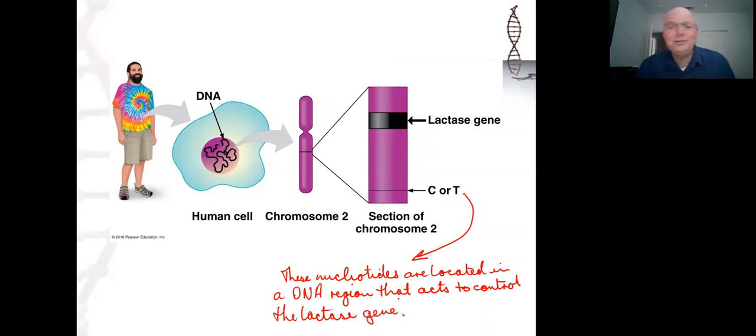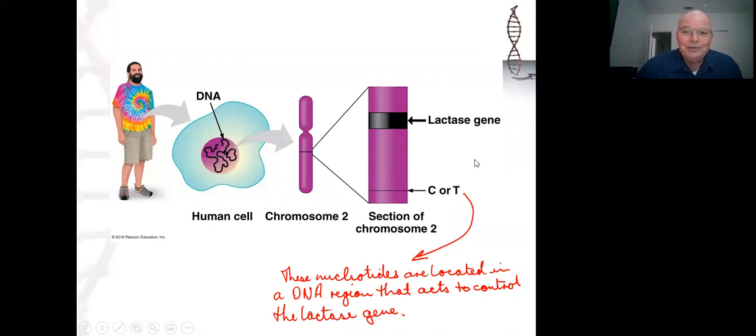And we are actually going to look at the regulation of genes in eukaryotes like ourselves. So we'll be able to talk a little bit more about why this control region exists and why it can exert its influence over the lactase gene to determine either you produce the lactase enzyme or you don't produce the lactase enzyme, depending on what nucleotide is found in this control region.